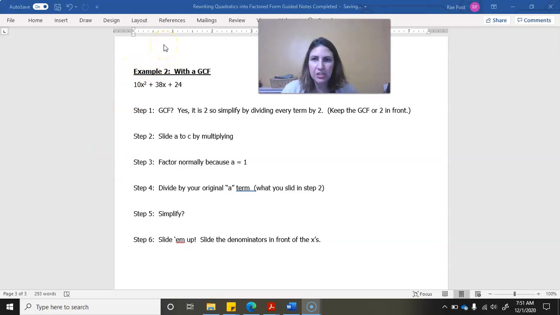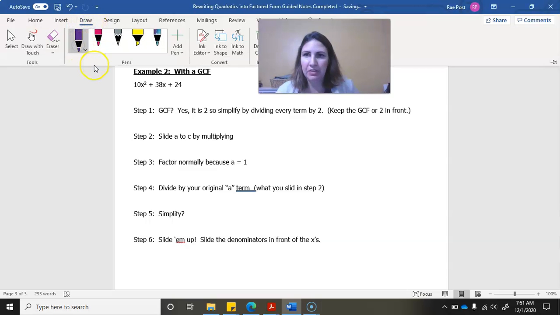All right, guys, so now we're going to quickly do example number 2. This is the same strategy, but with a GCF. So when I look at this, I have 10, 38, and 24. So they do have something in common. I know that they all are divisible by 2 evenly.